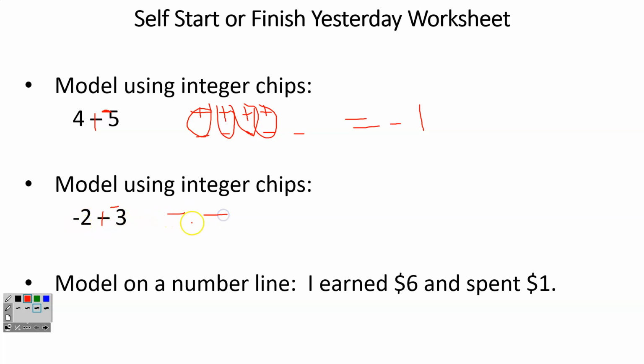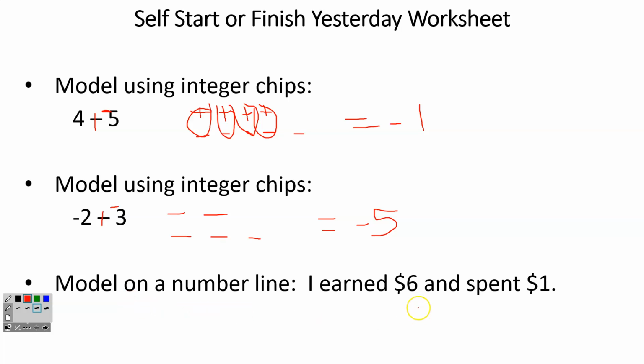So I'm going to go ahead and draw my 2 negatives and then my 3 negatives. I don't have any positives that I can pair with a negative to cancel things out. So all I'm going to do is just count the total number of negatives. 1, 2, 3, 4, 5. So my answer is going to be negative 5.